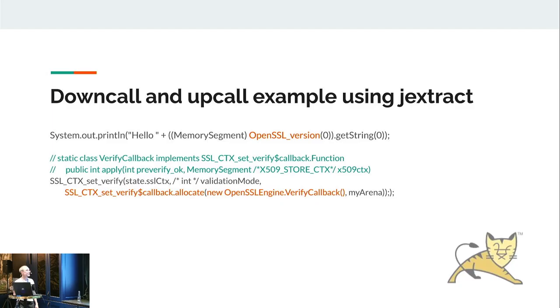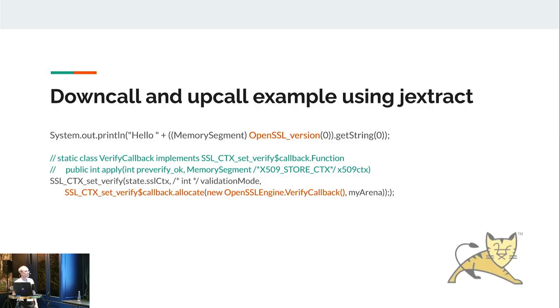For the up call, you can replace that with also a method call for the set verify down call. And then the up call and the stub, like hooking the stub, is replaced by this object that you provide. Basically you implement the verify callback interface, that function interface, giving it the apply method with the right signature.